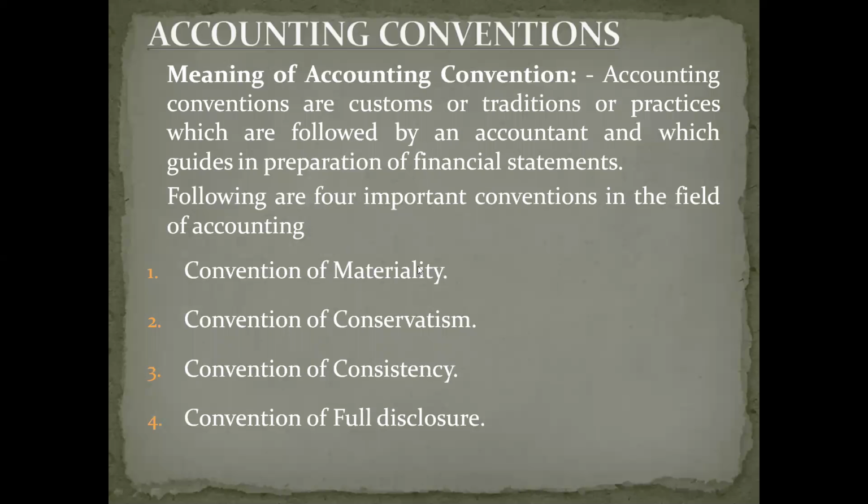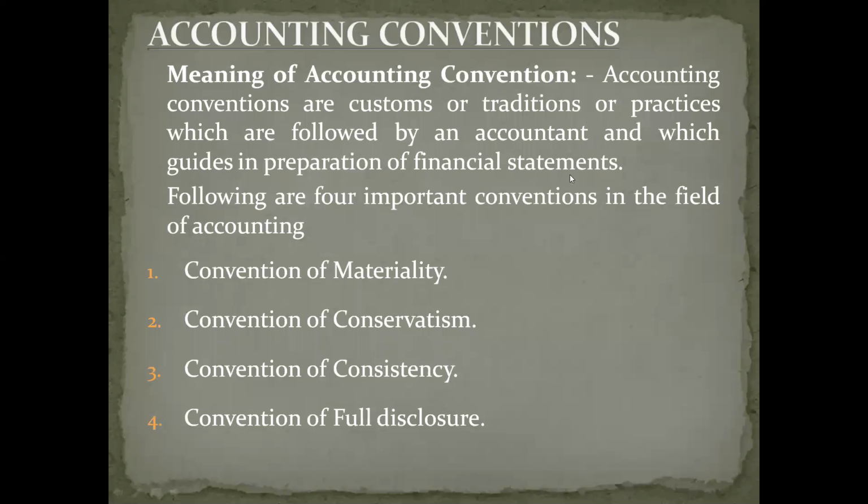Here, convention of materiality states that we should provide only important information in financial statements. Second, convention of conservatism states that we should take maximum precautions. That is, we should consider all anticipated losses and ignore all anticipated profits at the time of preparing financial statements. The next one, convention of consistency. Once we have chosen any method or technique of accounting, we should use the same method and technique over a period of time. We are not supposed to change the method and technique of accounting from one accounting period to another.